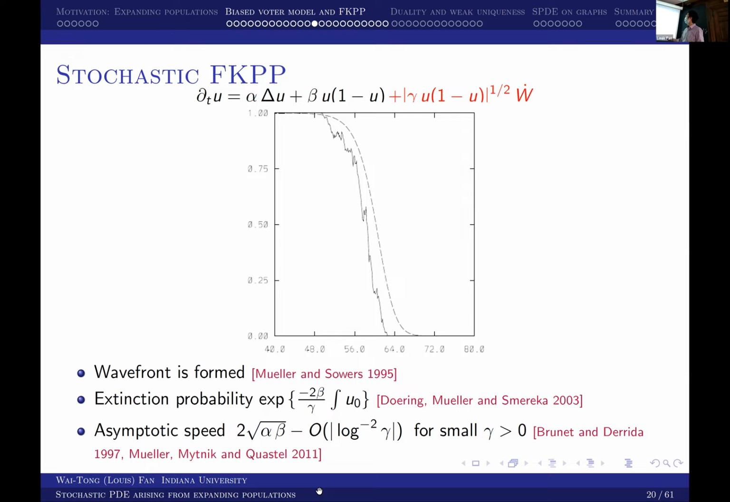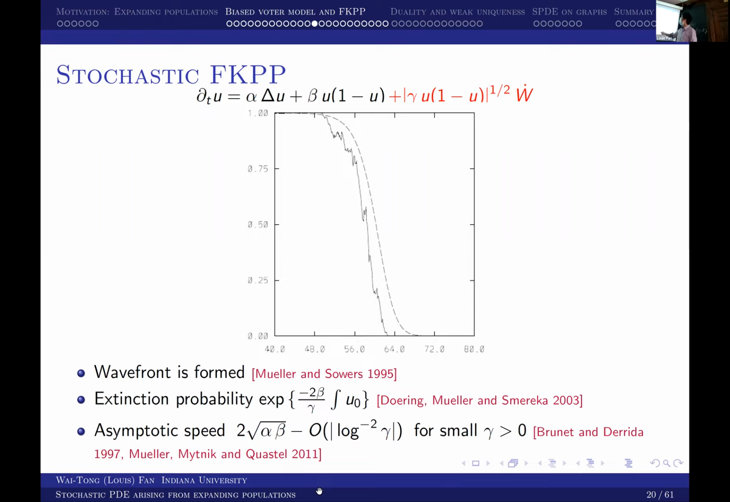But for the stochastic case, there will be a point, which is the random point location, before which it is constant one. Here I'm assuming the initial condition is a Heaviside function, a step function. And this is the so-called compact containment property. And also for the stochastic case, it can go extinct.